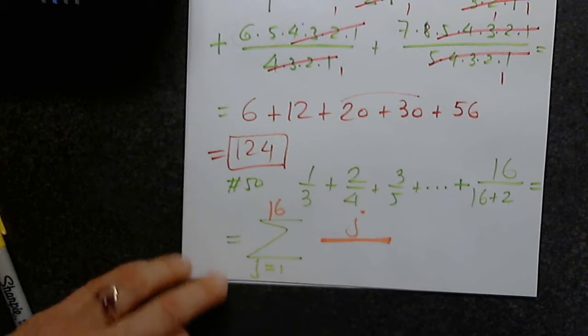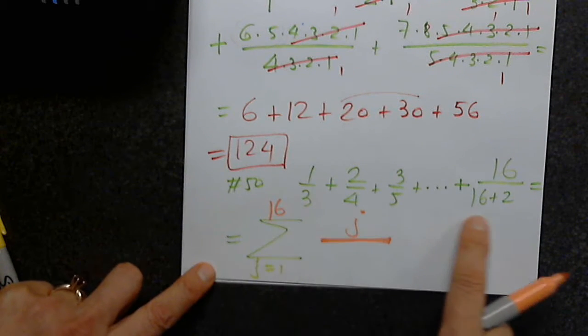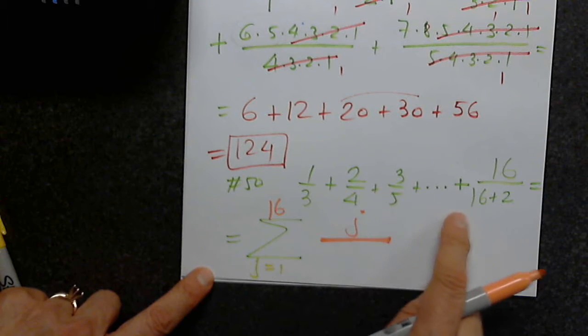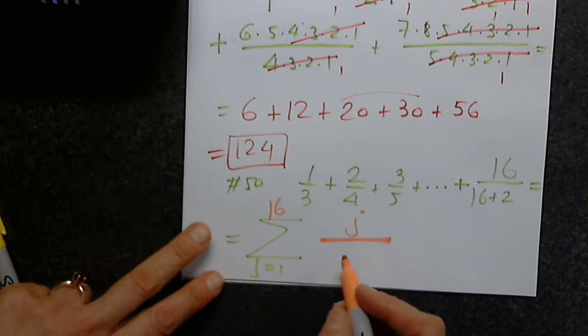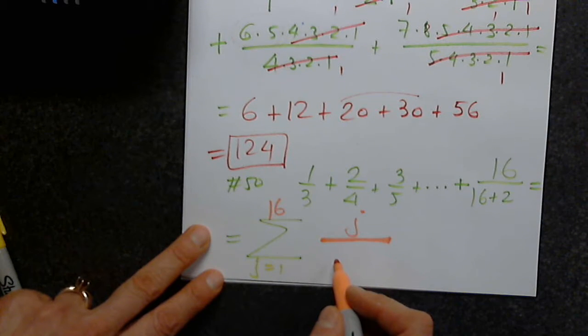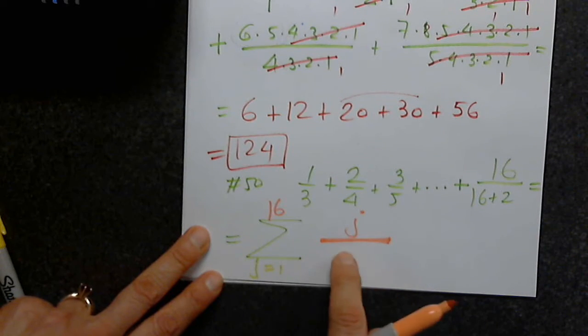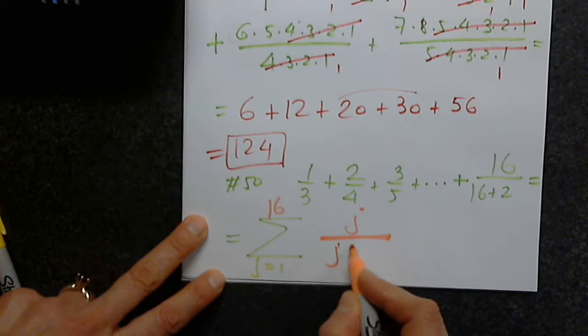Very good. J indeed. What about the denominator? J squared? There is no square here. I have 3, 4, 5, 6, up until 16 plus 2. Another sum symbol? No. Just all of the symbols that are there. What do we have in here? J plus 2. Very good.